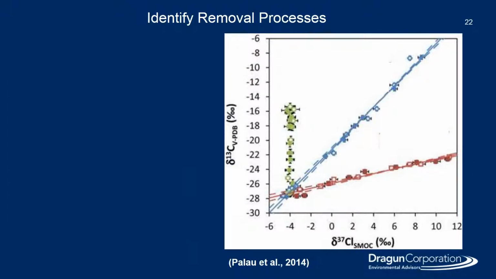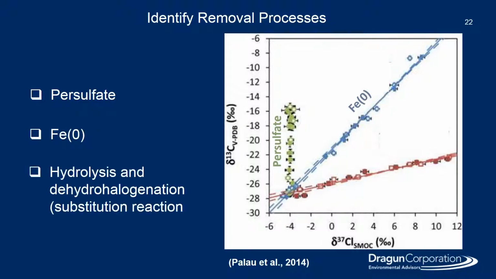This plot shows the isotope trends for TCA, or trichloroethane, during different reactive processes using persulfate, zero-valent iron, and hydrolysis and dehydrohalogenation, which is a substitution reaction. As you can see here, again, each process has a distinct isotope trend. So, for example, if we use persulfate and ZVI in the field for remediation, we can use isotopes to evaluate the progress of each method.